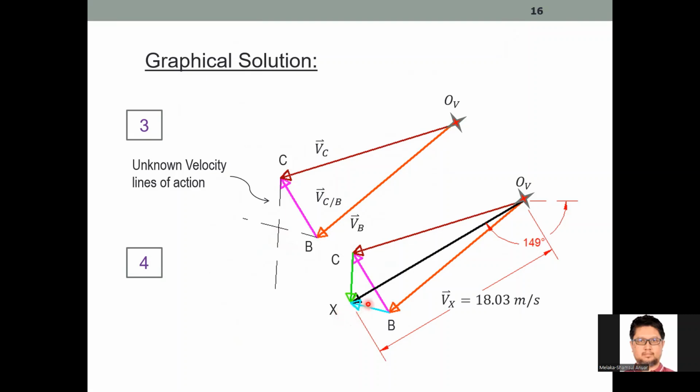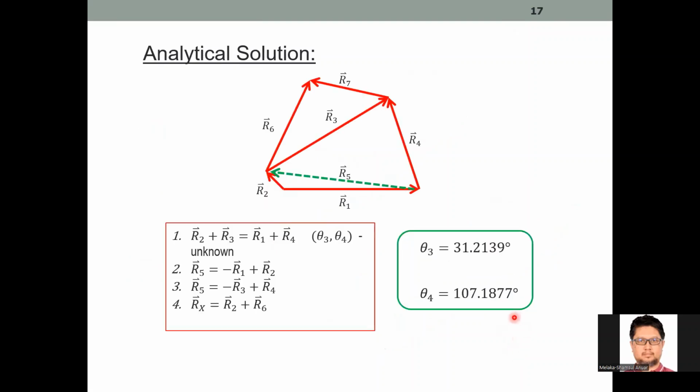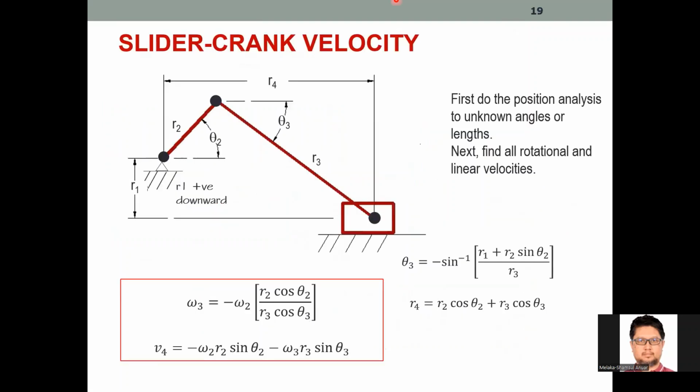Okay, so if you want VX from the ground, VX from the frame, you take all the way from OV to point X. So this black arrow will be the one that is your concern, and that comes to about 18.03 meter per second. Okay, so you can also do it analytically using vectors, and you should get the same answer.